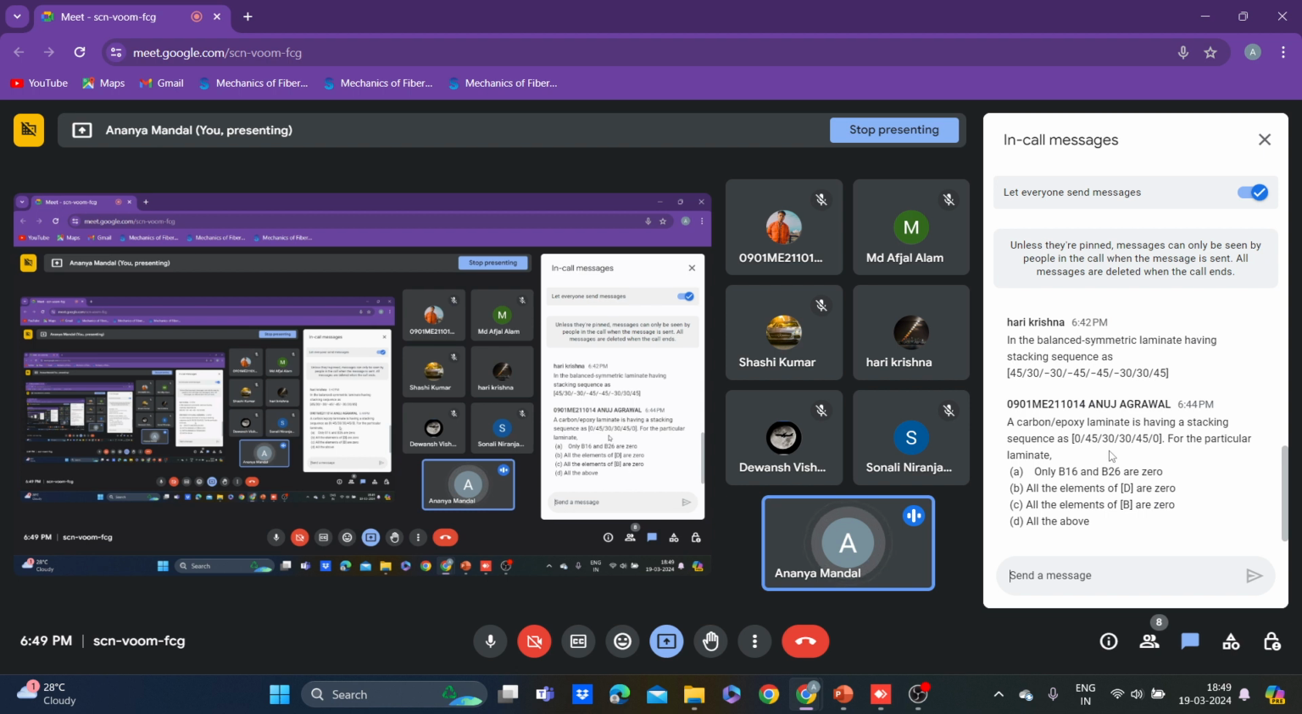So balanced always will have both positive and negative. Then it will be balanced. Then A16 to A26 will be equal to 0. And for D16 to D26 equal to 0, at the midpoint, above and below, there should be a positive and similarly a negative. So these three things you have to see: symmetry, whether there is a positive and negative for all the angles, and third, in the midpoint, what is the position of positive and negative.